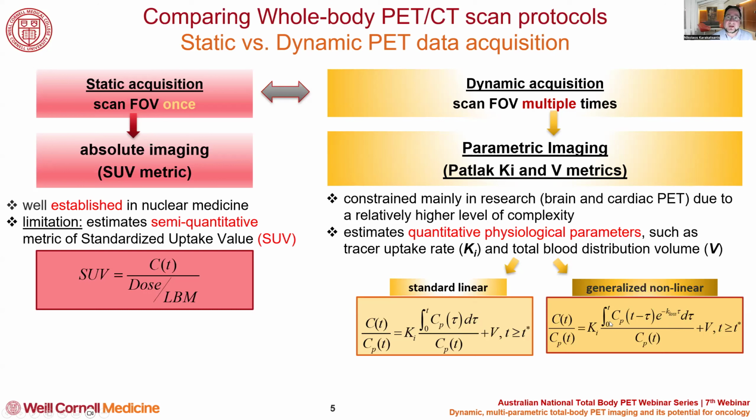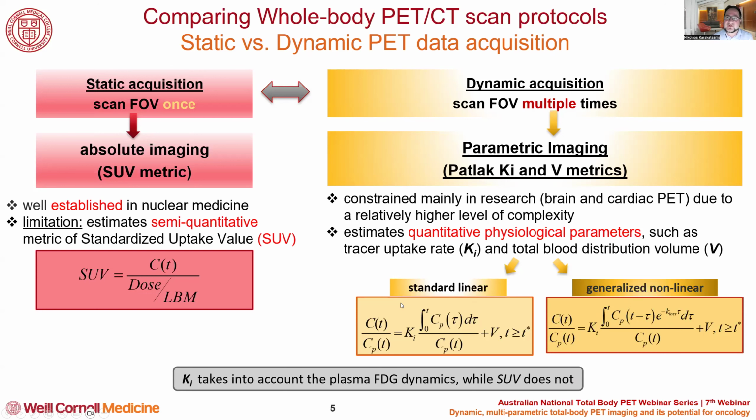But that's a nonlinear model and suffers from noise. But we will talk later about how we can overcome these issues. So the main advantage of dynamic PET imaging and Patlak analysis is that you can quantify Ki, which takes into account the dynamics of the tracer and also the dynamics in the plasma, while SUV does not.